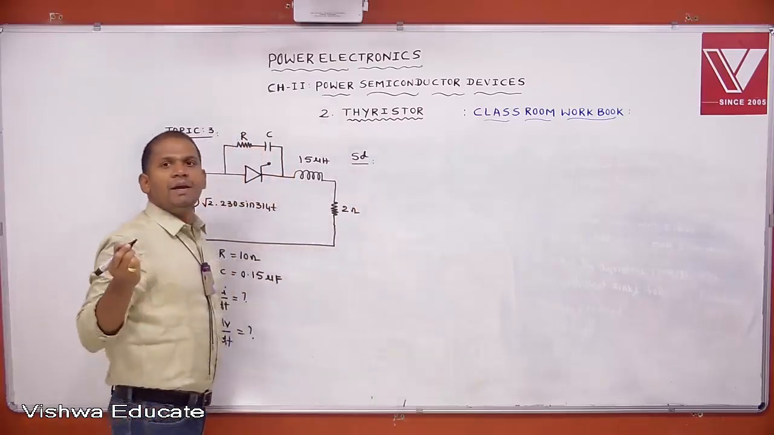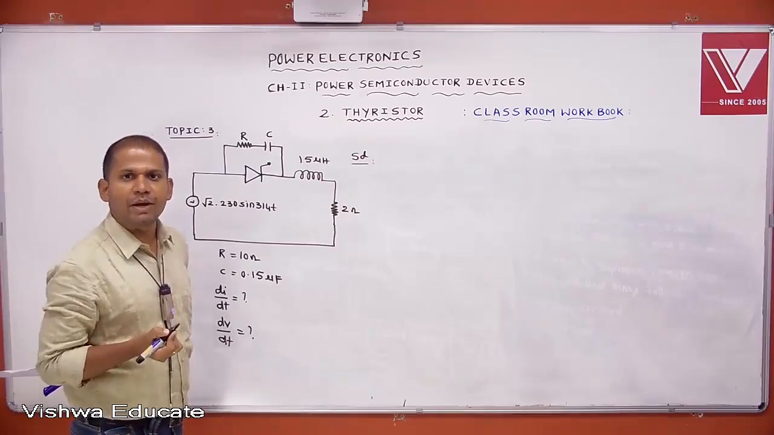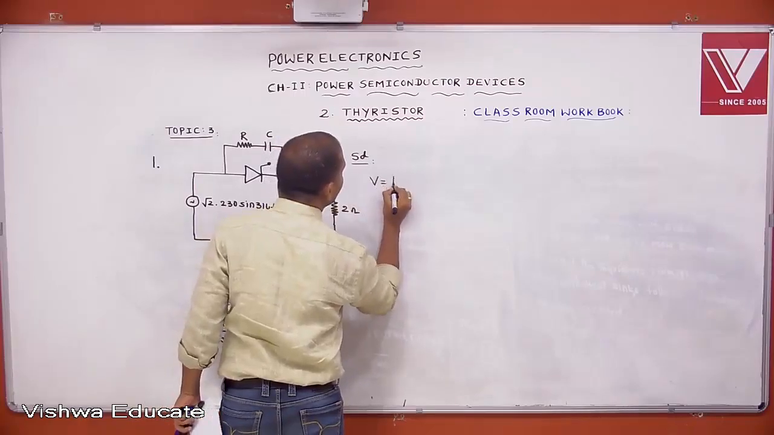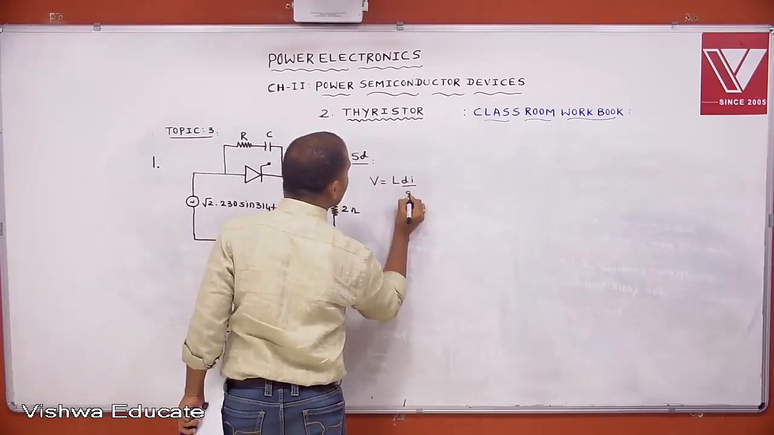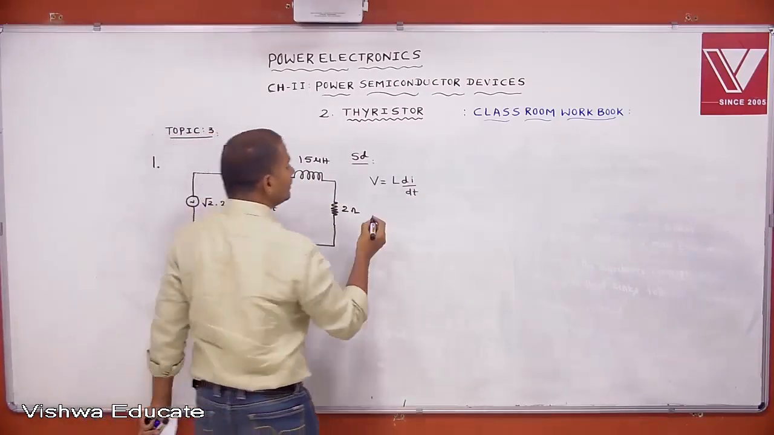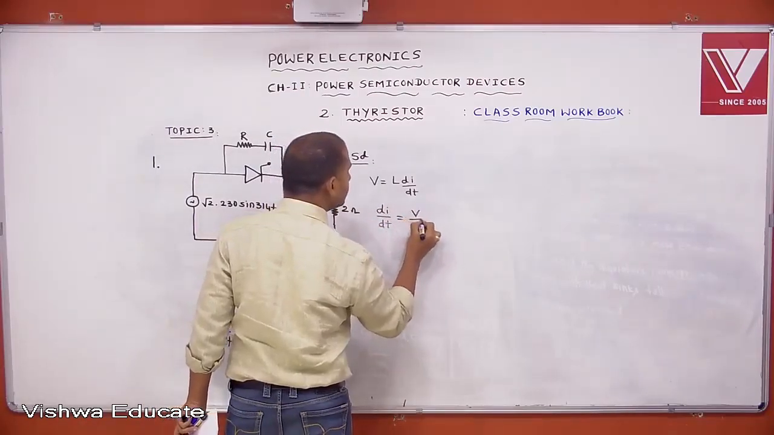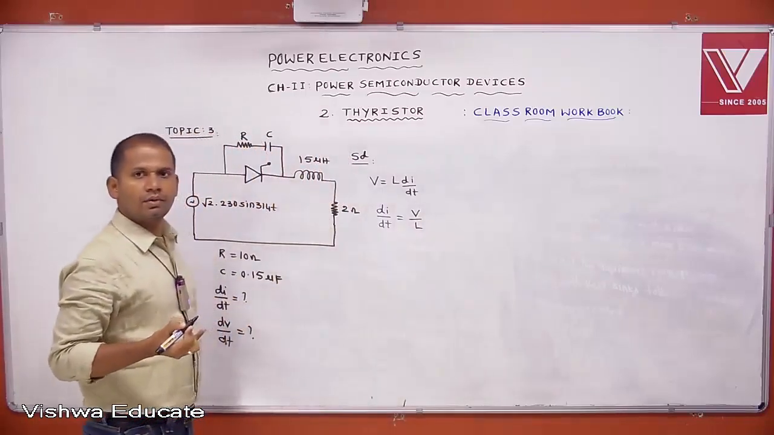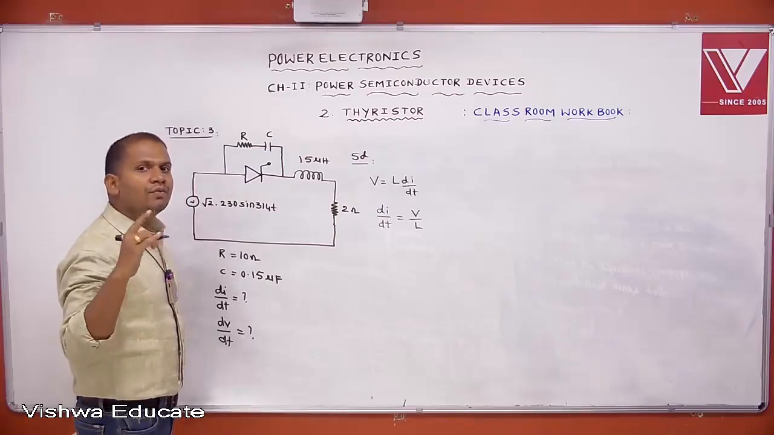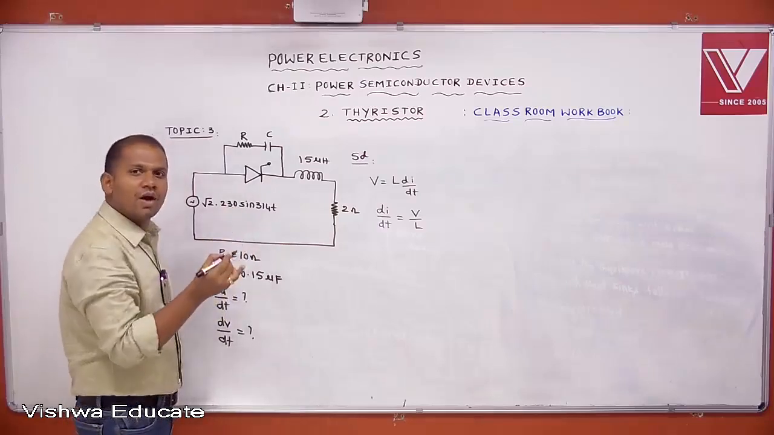To calculate di by dt, use the formula that I gave in the design of snubber circuit parameters. You can define the voltage across the inductor: V equal to L into di by dt. Then di by dt equal to V by L. But in the snubber circuit design that I gave, we assumed a DC supply. Even if AC supply is given, the same formulas are used.